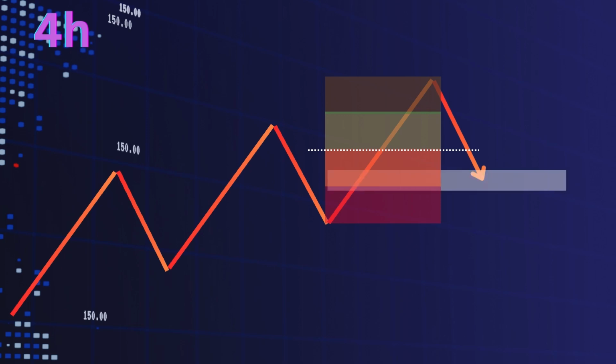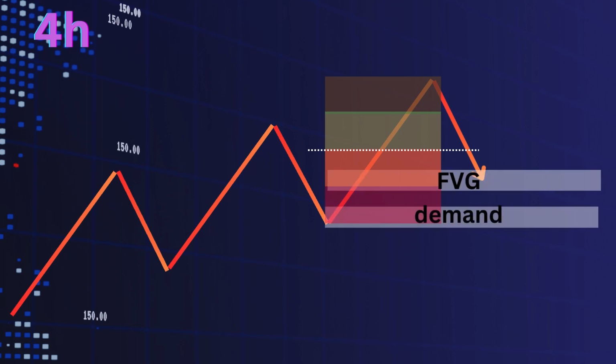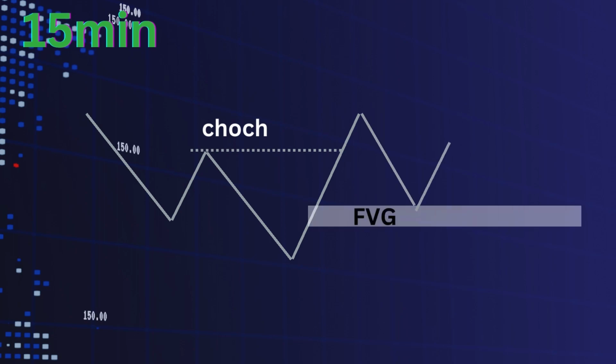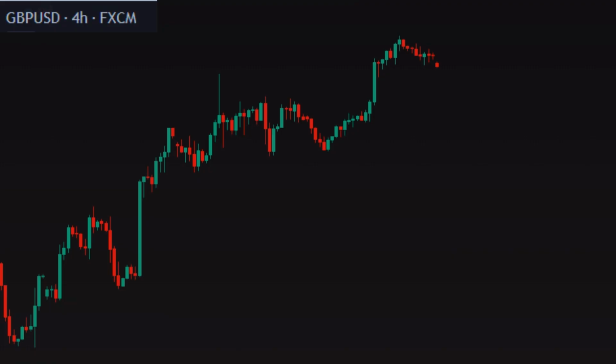Still in these levels, we'll want to look for fair value gaps, demand, and supply zones. Once the price reaches a potential fair value gap, demand or supply zone, we then look for confirmation that the pullback is ending and the trend is resuming. This can be done by looking for a change of character on the 15 minute chart. Once we have confirmation that the trend is resuming, we then enter the trade at the fair value gap that caused the change of character.